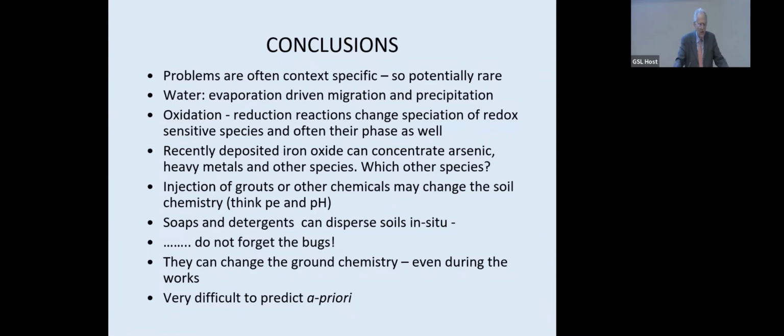And just think about bugs. They change the chemistry. It's not the chemistry you started with. And the problem with all these ones is they're very difficult to predict a priori, because you may have no clues there's a problem there. Thank you all.